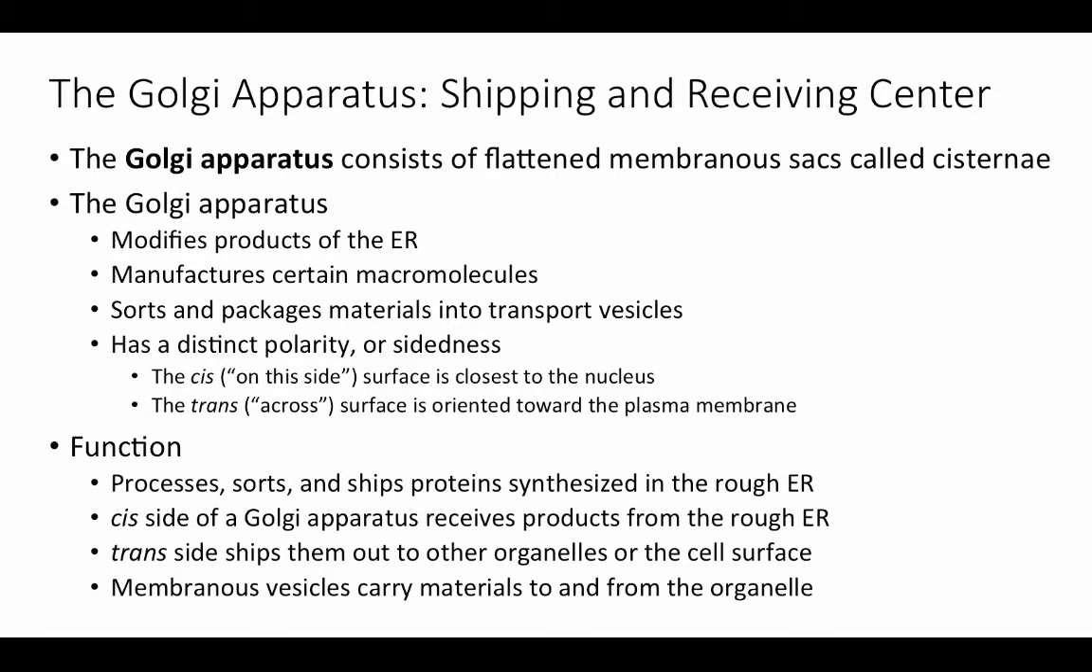Processing, sorting, shipping proteins synthesized in the rough ER. The cis side of the Golgi apparatus receives the products from the rough ER, something's going to happen to those products while they're in the Golgi apparatus. They're going to be modified and sorted. On the trans side, they're going to be repackaged into vesicles in the sorted form. So they're going to be sorted into different kinds of proteins with specific destinations, and those will be packaged into very specific vesicles that are going to travel to very specific locations.